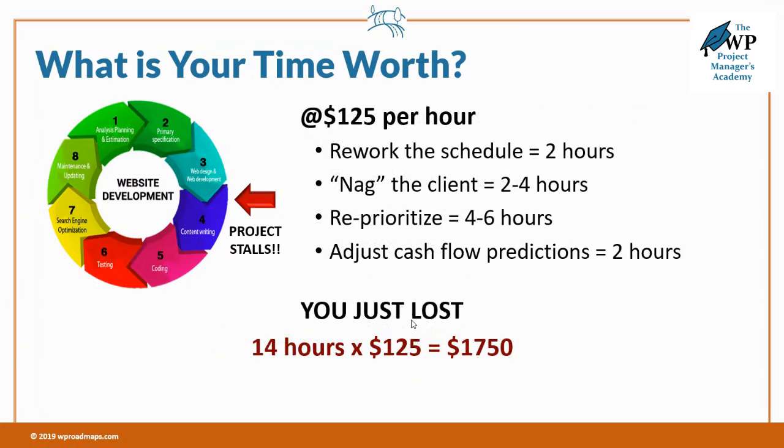Let's just say, for the sake of argument, your time is worth $125 an hour. I'm not saying this is an hourly rate you publish to the client, or this is an hourly rate you necessarily even use for estimating. This is the hourly rate you give to your time when you're not spending it on furthering your business. Let's just say that reworking the schedule took you 2 hours, nagging the client took you somewhere between 2 and 4 hours, reprioritizing took you anywhere between 4 to 6 hours, and adjusting your cash flow predictions took 2 hours. So you just lost 14 hours of time, which is an equivalent of $1,750.